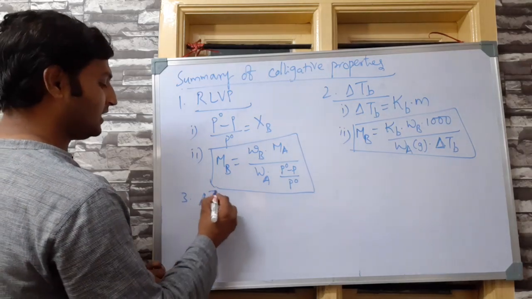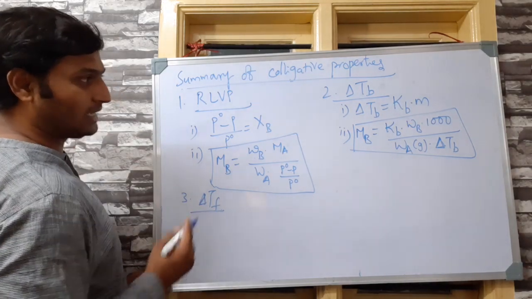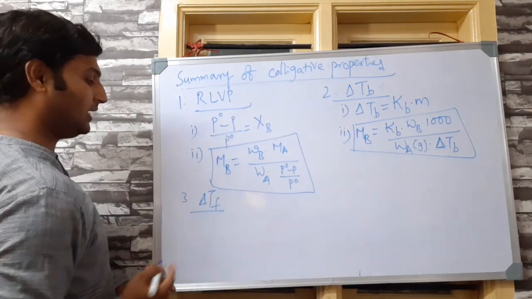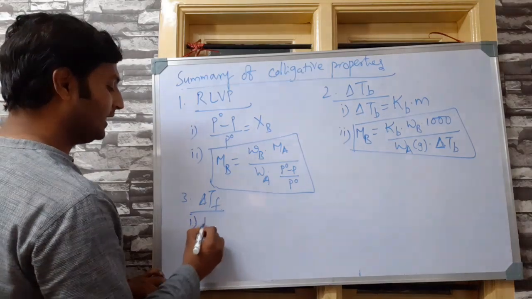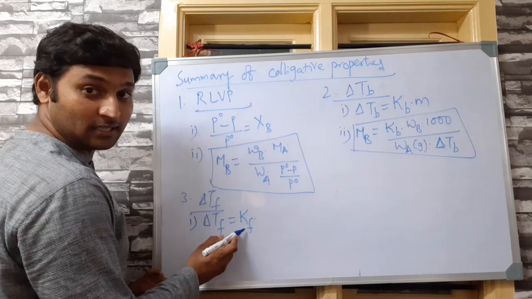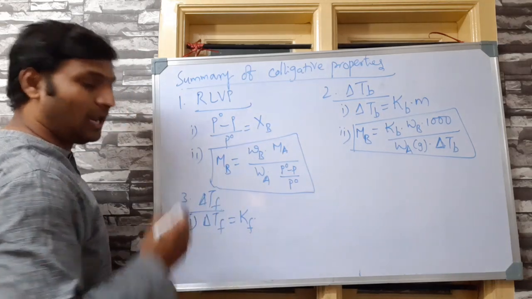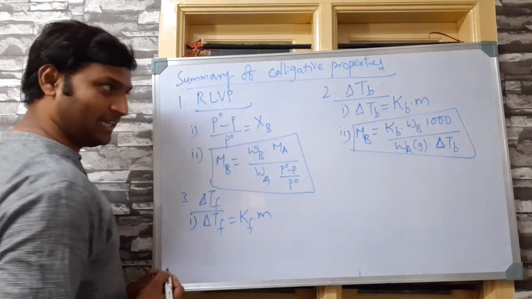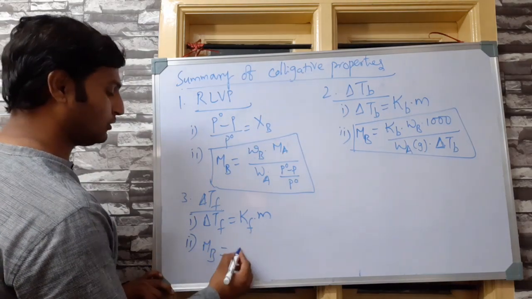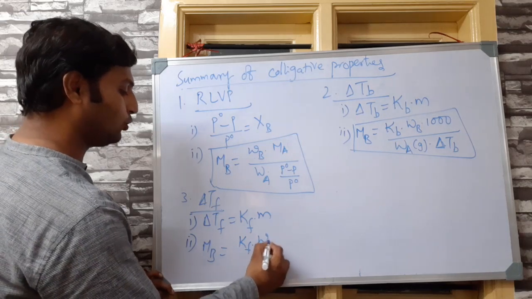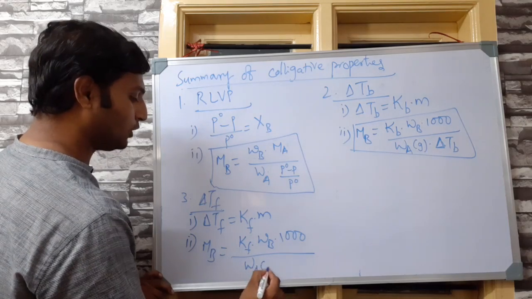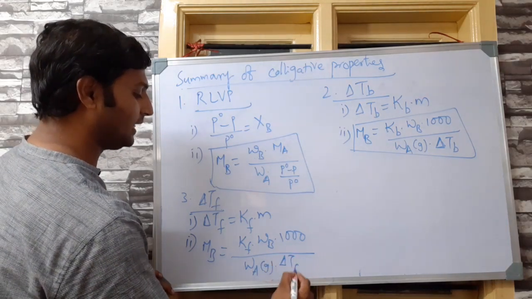Now, depression in freezing point was quite similar, except that it talks about boiling, it talks about freezing, and there it is Kb, here it is Kf. So, delta Tf is equal to Kf, that is cryoscopic constant or molar depression constant, into molality, you have understood. Then the expression for molar mass of solute came as Kf into weight of solute into 1000 divided by weight of solvent in grams into delta Tf.